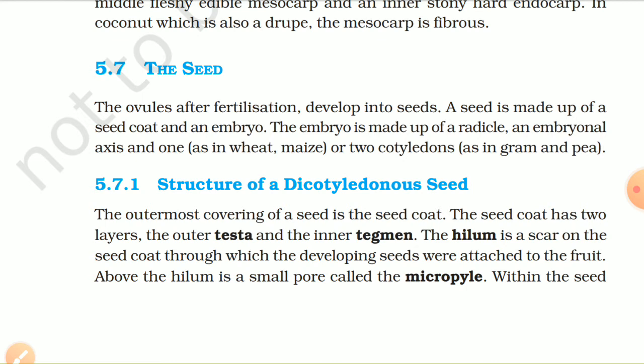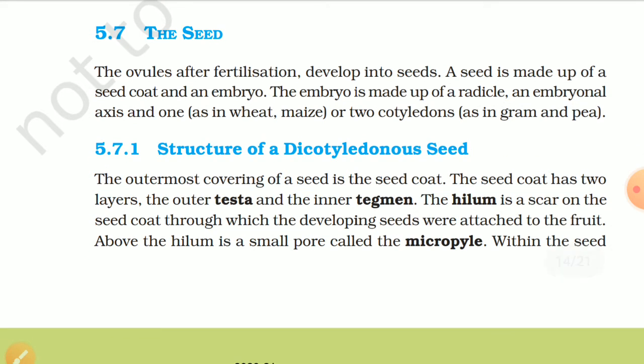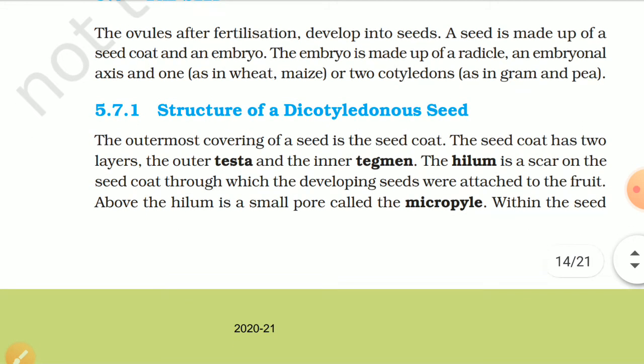5.7. The seeds. The ovules after fertilization develop into seed. A seed is made up of seed coat and an embryo. The embryo is made up of radicle and embryonal axis and one cotyledon, as in wheat and maize, or two cotyledons, as in gram and pea.